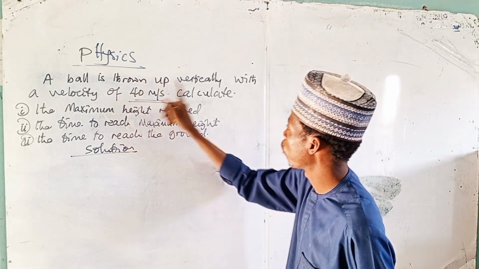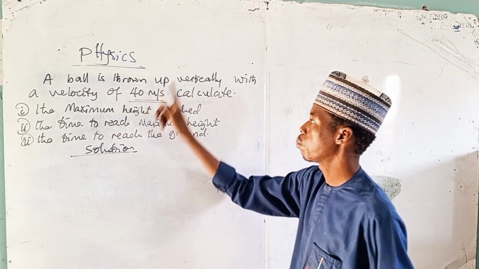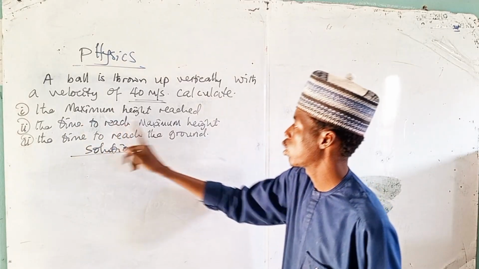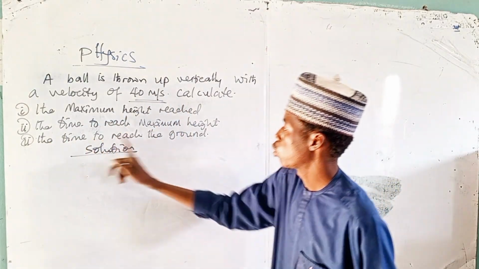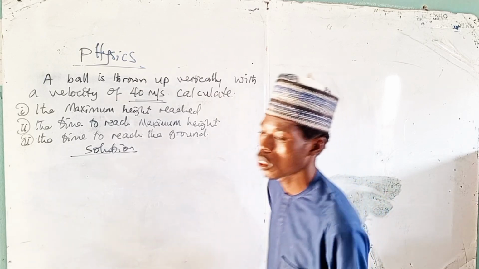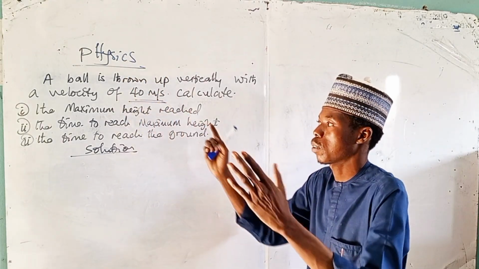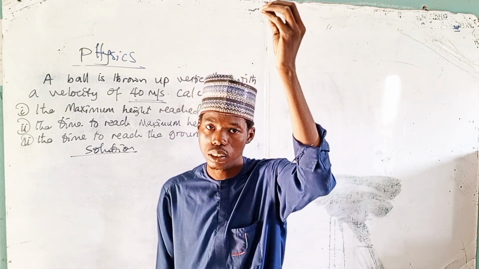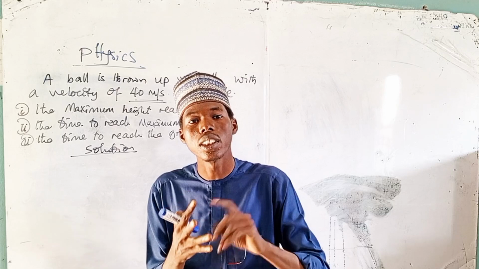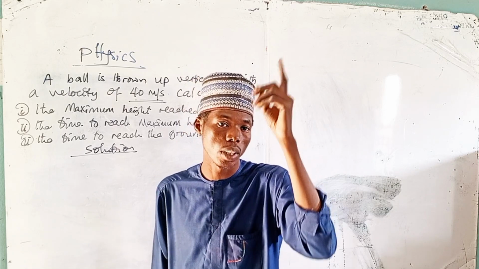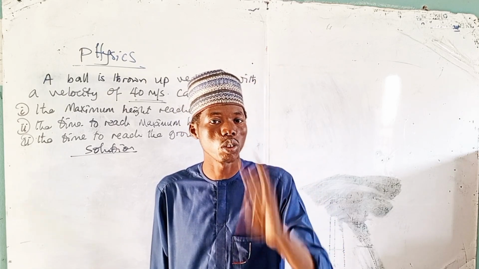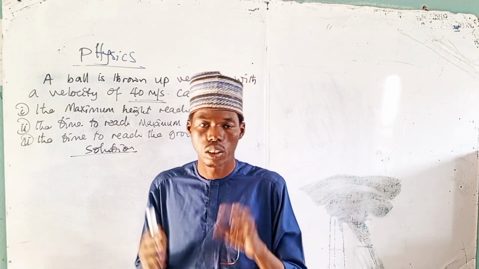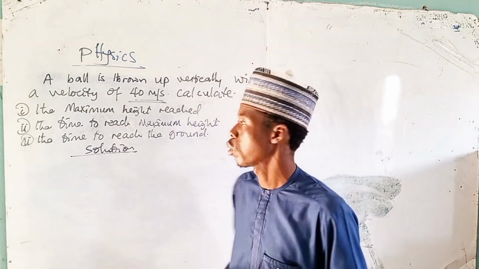A ball is thrown off vertically with a velocity of 40 meters per second. Calculate the maximum height reached, the time to reach the maximum height, the time to reach the ground. The first question asks us to find the maximum height it will reach. The second question asks us to calculate the time that will take that ball to reach the maximum height. And then the third question asks us to find the entire time for the ball to go up and come down.